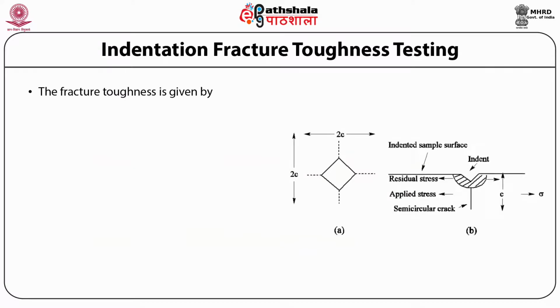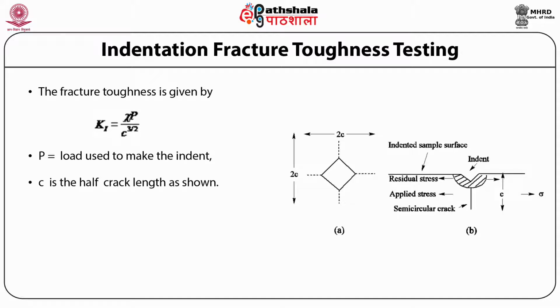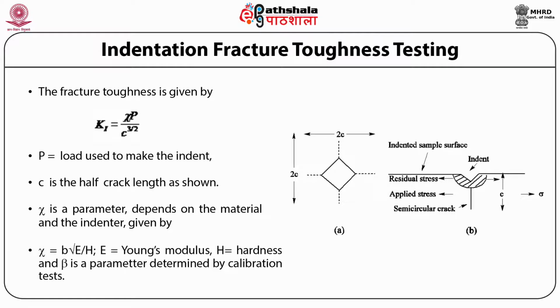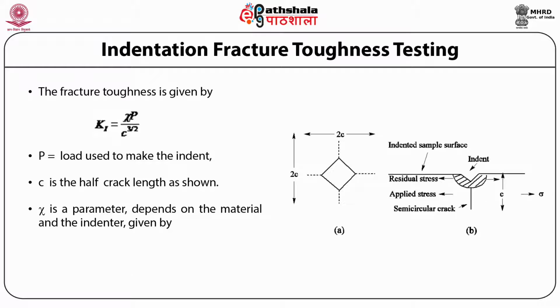So the fracture toughness is given by KIC equal to chi times P divided by c to the power 3 by 2, where P is the load used to make the indent, c is the half crack length, and chi is a parameter that depends on the material and the indenter, which is given by chi equal to beta multiplied by root E by H, where E is the Young's modulus, H is the hardness, and beta is a parameter determined by a calibration test.